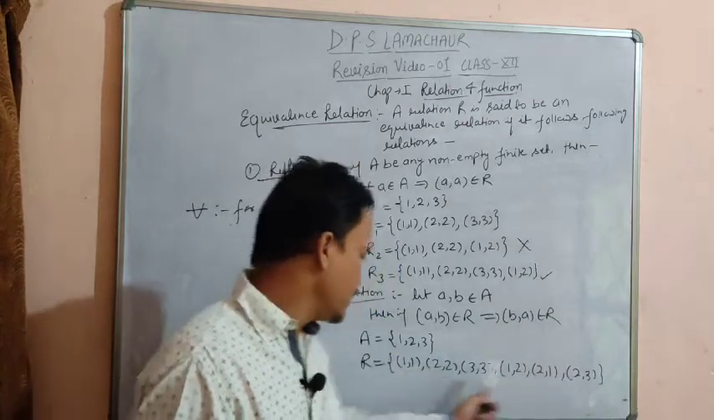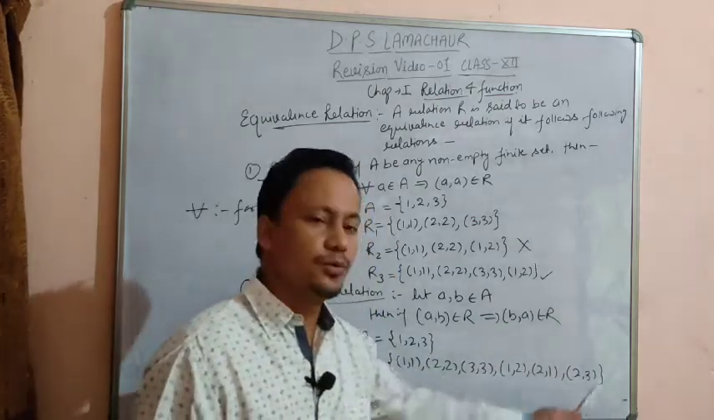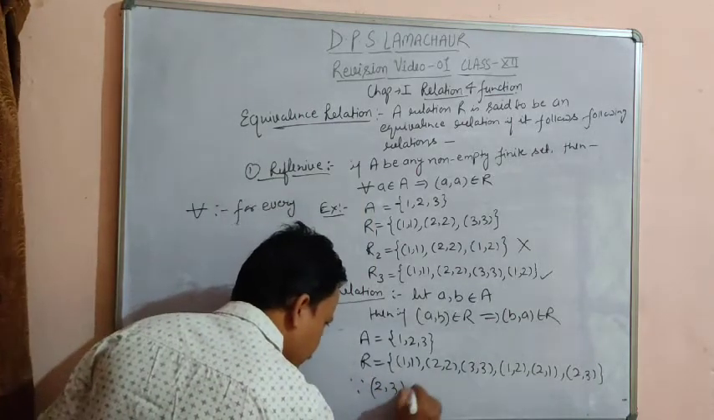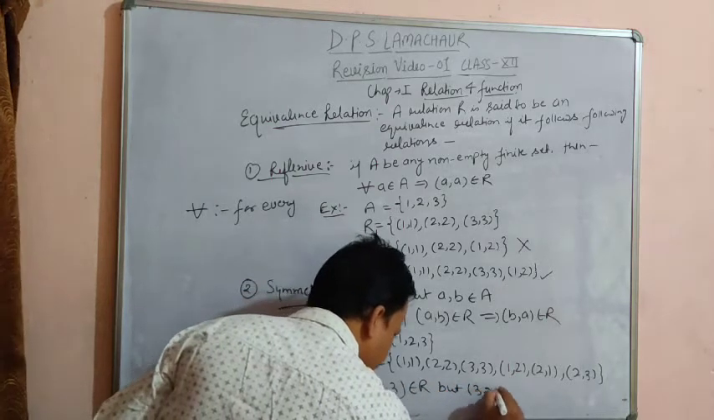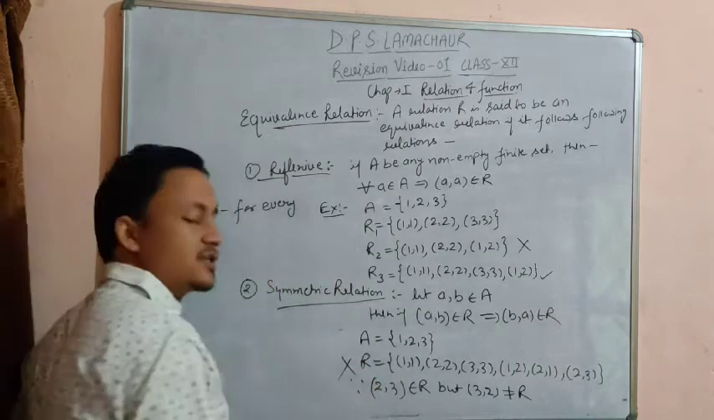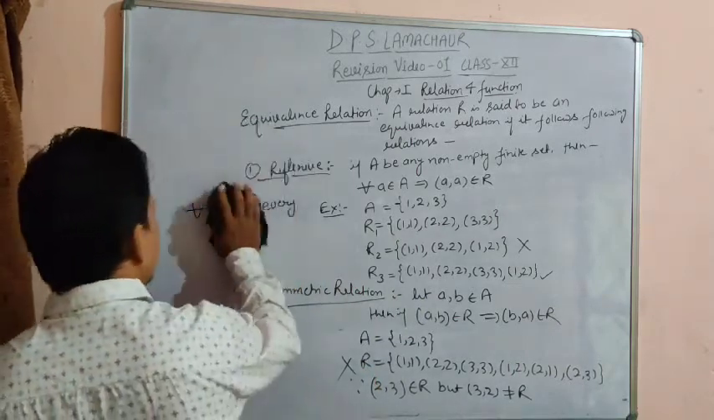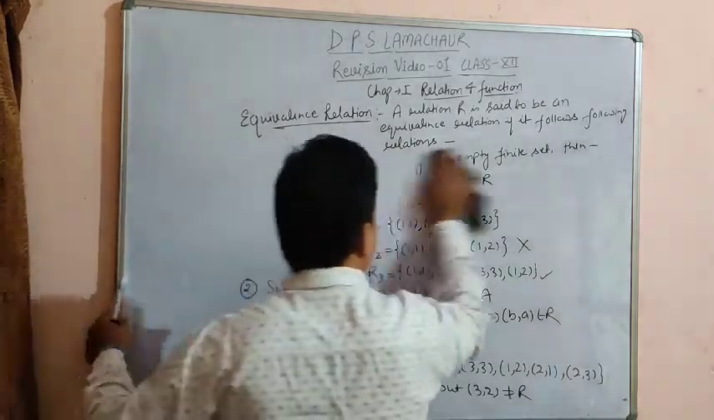But here 2 3 is in set R, but 3 comma 2 is not belonging to R, so this relation is not symmetric. I hope you are able to understand what a symmetric relation is. Now we are going to discuss transitive relation.